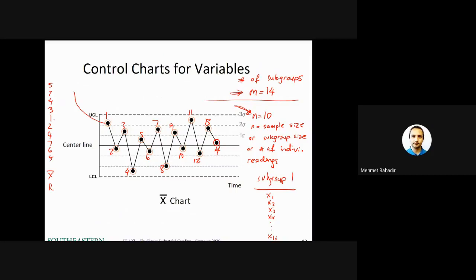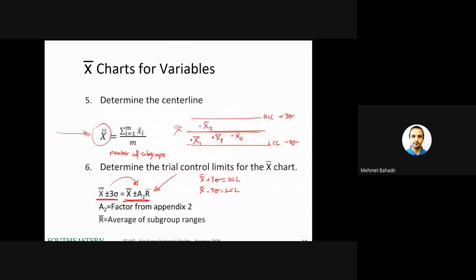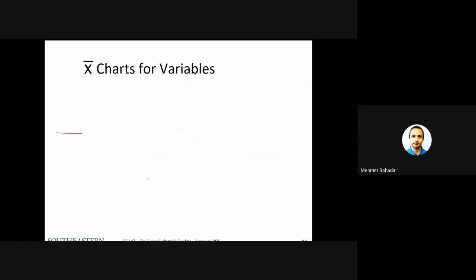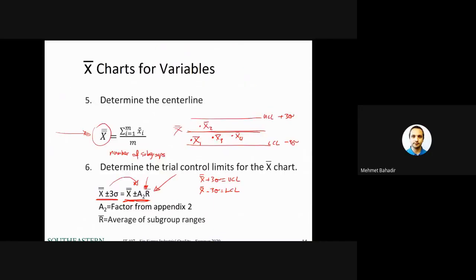Here for this subgroup, the lowest value is 1 and the highest value, we have two of them, is 7. So what is the range? 7 minus 1, it is 6. You have to do this for each subgroup. For each subgroup, you're going to have a range value, and that R bar value is the average of all those 14 ranges for our example.